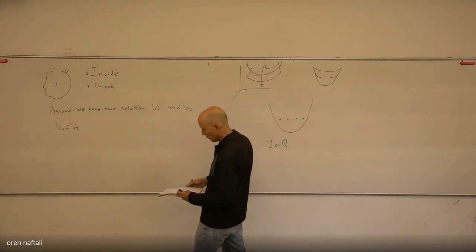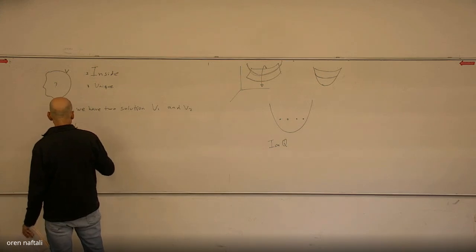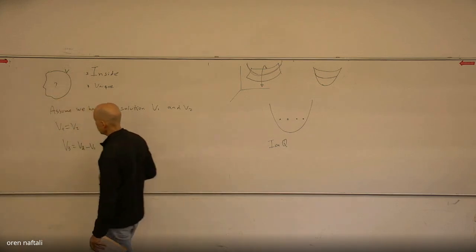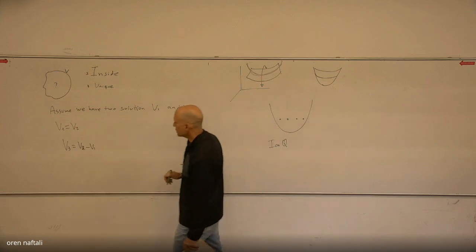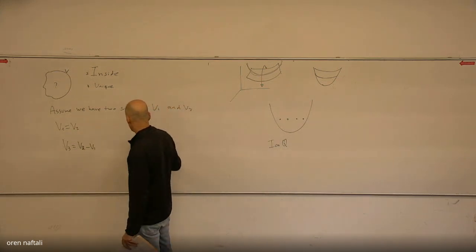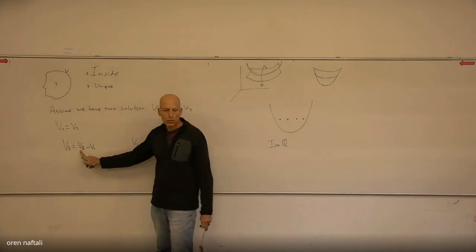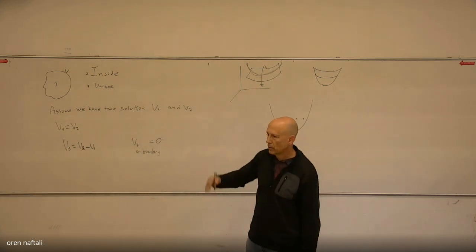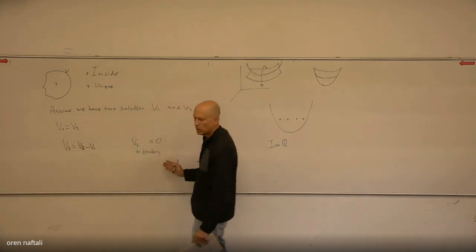They cannot be different. So we define V3 as V2 minus V1. Define this auxiliary potential. What is V3 on the boundary? 0. Yes, exactly. Why? Because the first solution gives you the boundary condition, and the second solution also gives you the boundary condition. So this minus this gives you 0.